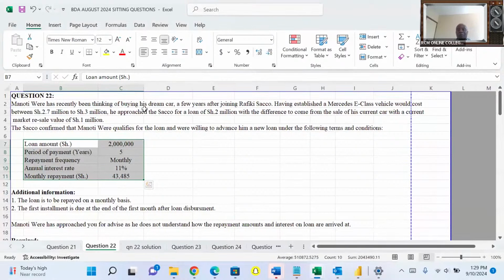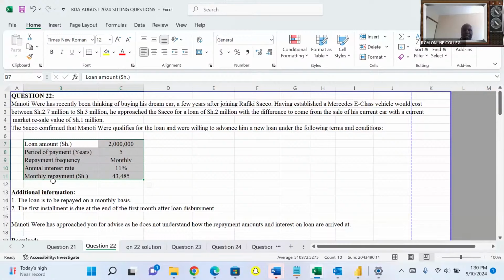So question number 22, we are told here Manoti Were has recently been thinking of buying his dream car a few years after joining Rafiki Sacco. Having established a Mercedes E-Class vehicle would cost between 2.7 million and 3 million shillings, he approached the Sacco for a loan of 2 million, with the difference to come from the sale of his current car with a current market resale value of $1 million. The Sacco confirmed that Manoti Were qualifies for the loan and were willing to advance him a new loan under the following terms and conditions. So you can see these terms here.